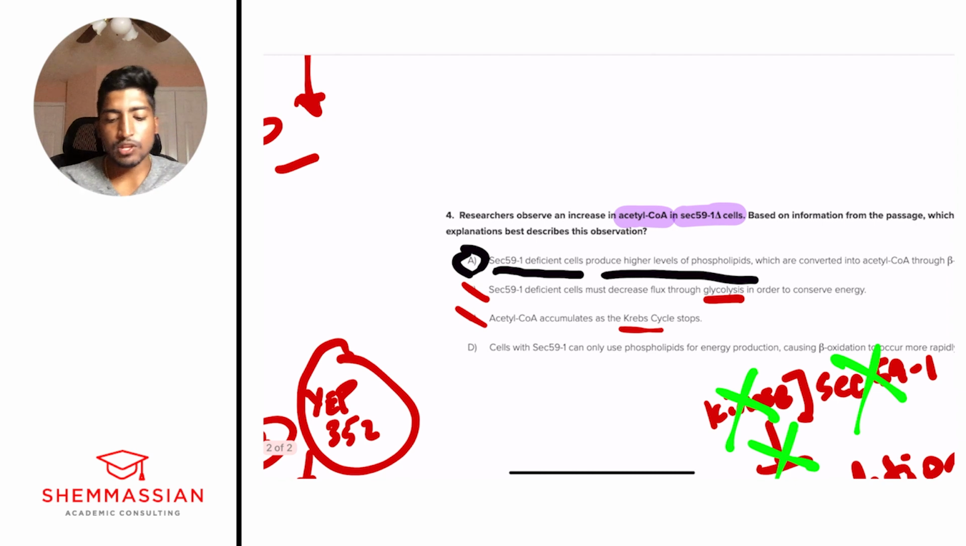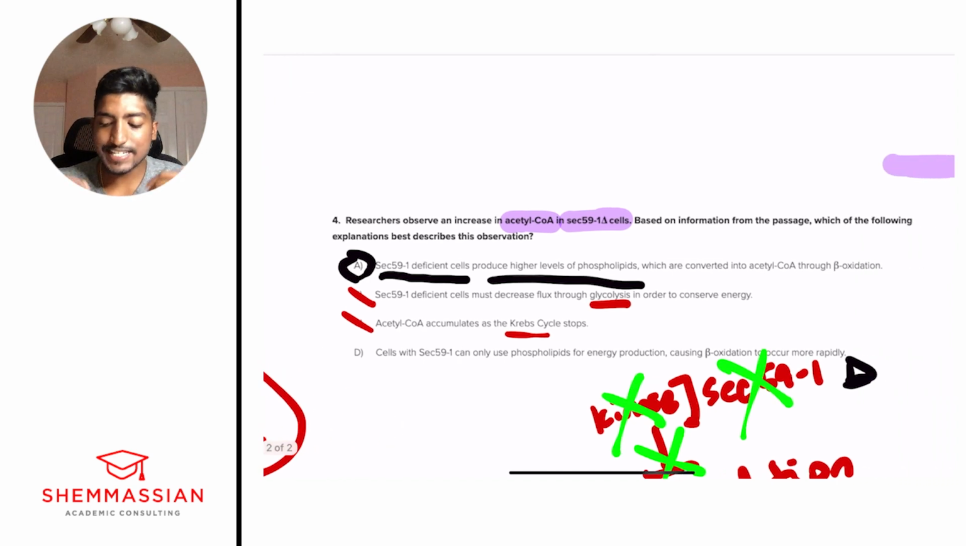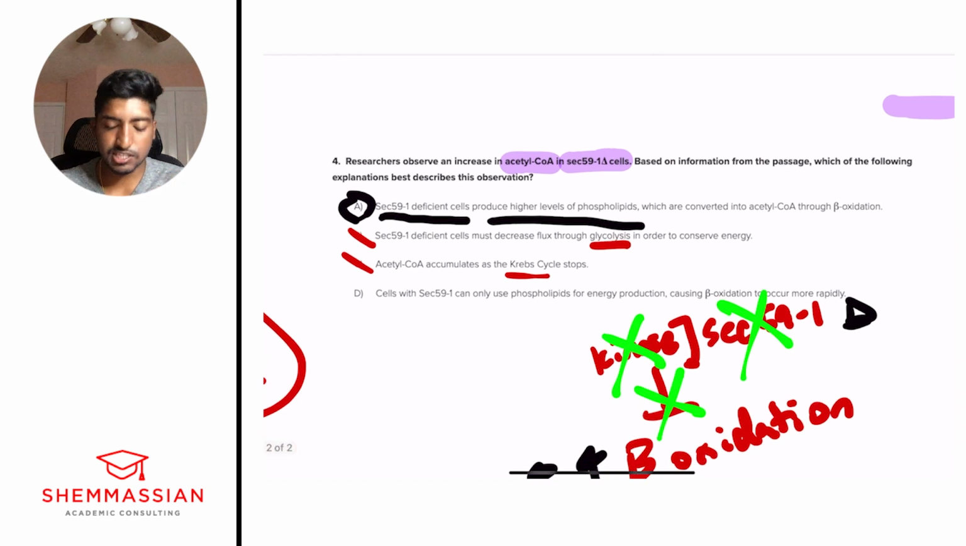A is saying we are taking these deficient cells, we're removing SEC59-1, and we're, as a result, increasing the number of phospholipids. How? We're saying it's converted through beta oxidation, increasing in this case because we remove the suppression.